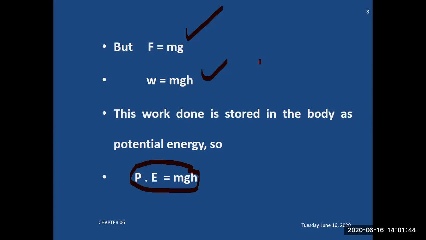Due to their positions, objects at rest have some amount of energy. After doing some work, you have moved the water up to a certain height in the water tank, in the homes, in the flats, in the buildings. So the energy in the tank is in the form of potential energy due to its height. The water is at rest.